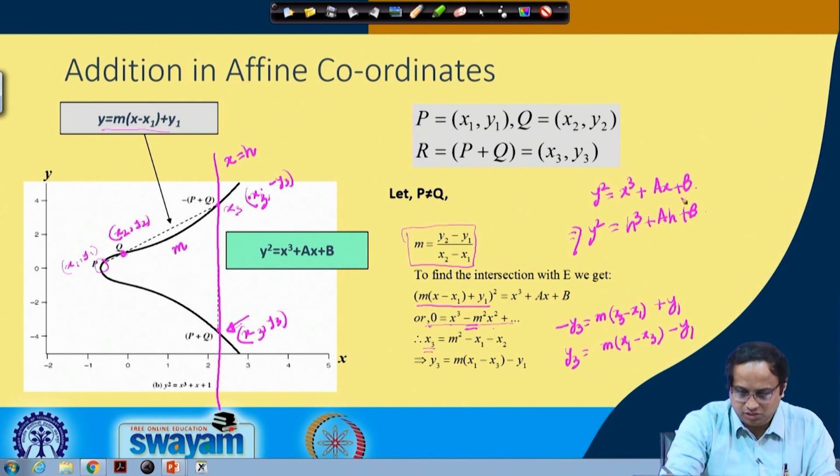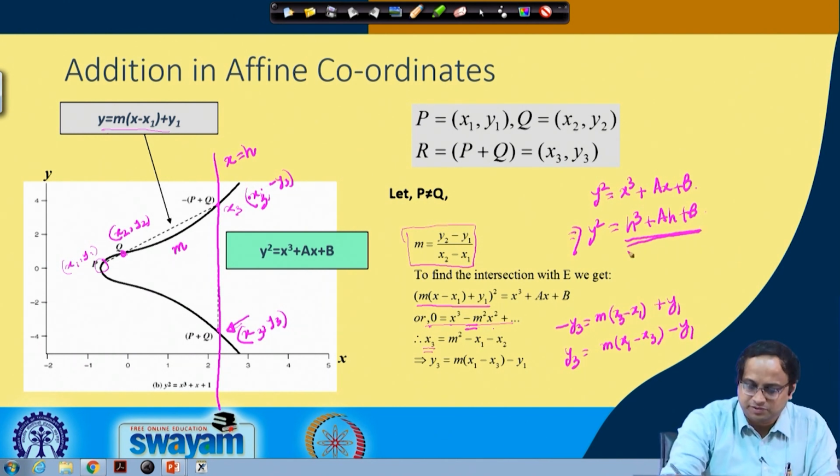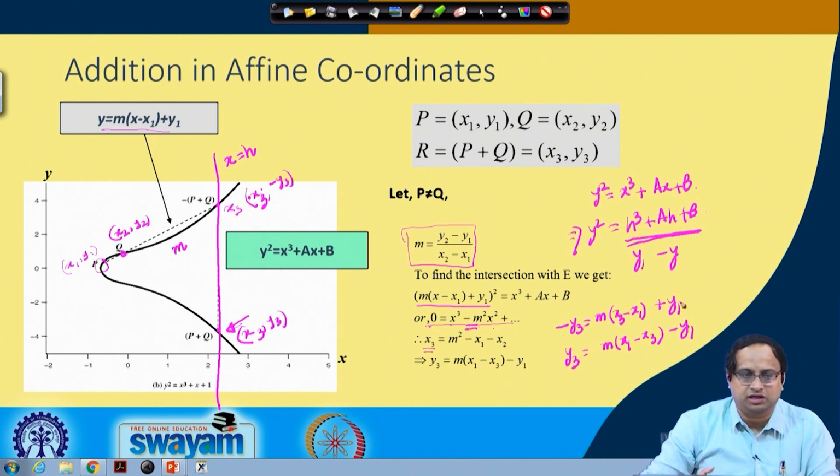So the idea is that since this curve is symmetric over the x axis, if y is a root, then minus y is also a root. That means if x3, y3 is a root, then x3, minus y3 also falls on the curve, and that is the inverse of that point. So that way you can calculate the inverse.